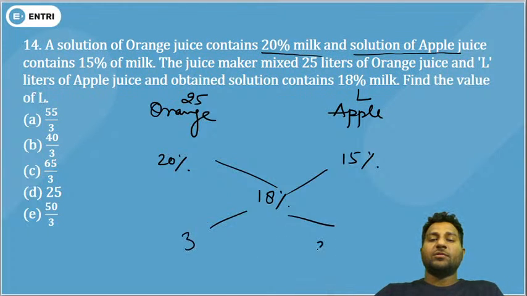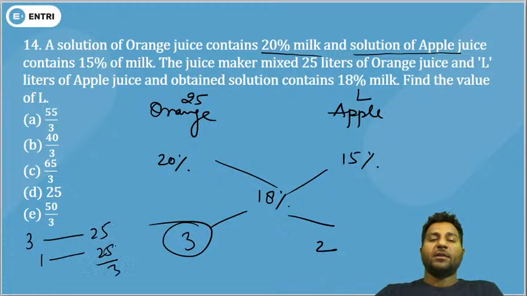Clearly 3:2. So 3 ratio stands for 25 liters, 1 ratio stands for 25/3. So 2 ratio stands for what? 50/3. Clear answer, option E.